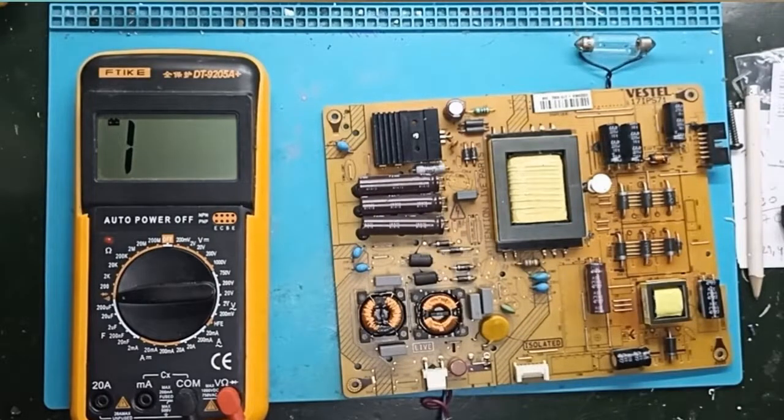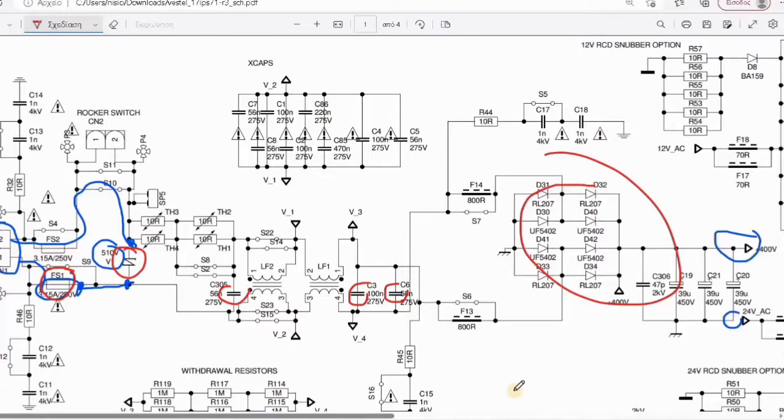We will continue in other videos with other repairs, of course. This was the simplest one I could show you.